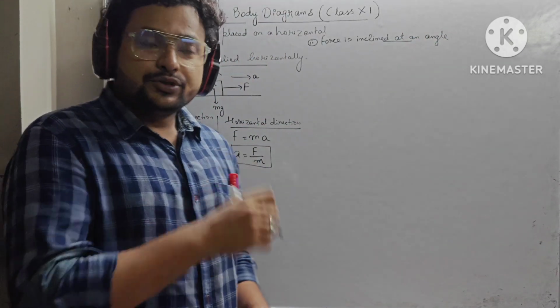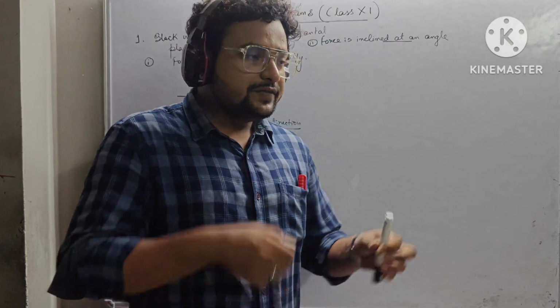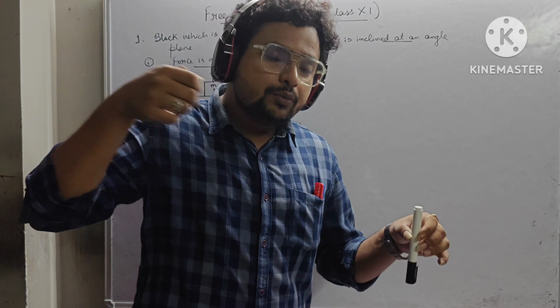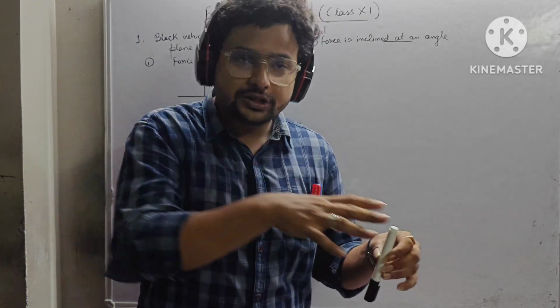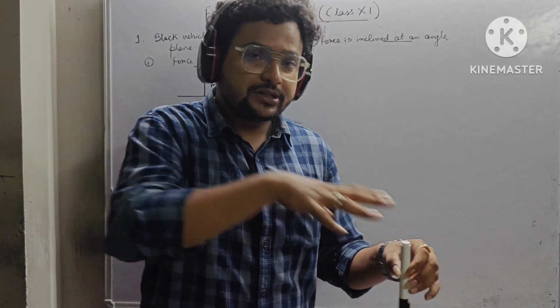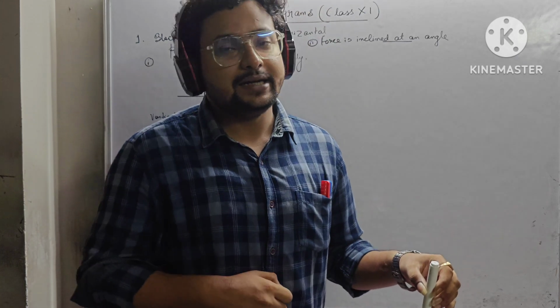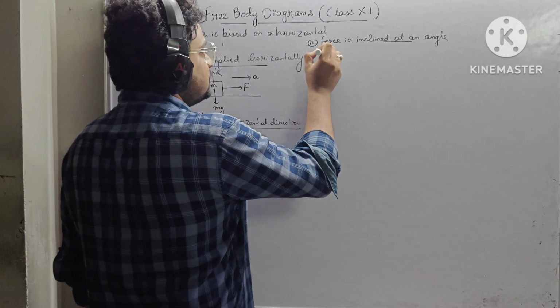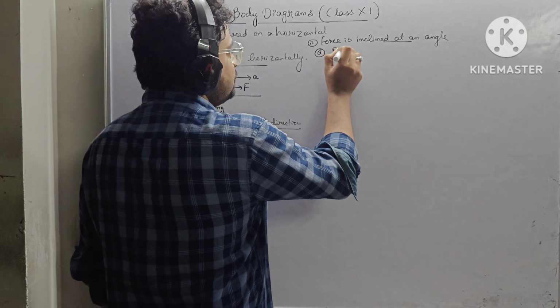But there can be two types of force. If I am applying the force which is inclined at an angle, either I can pull the body or I can push the body. Suppose I am pushing the body which is inclined at an angle. In these two different cases, let us see. So number A, I am doing pulling.